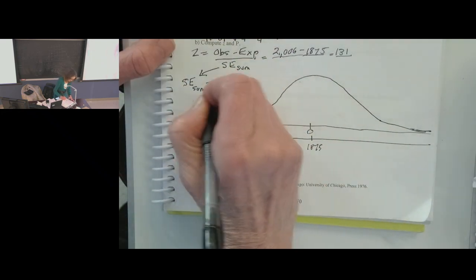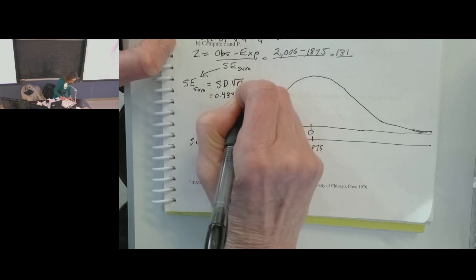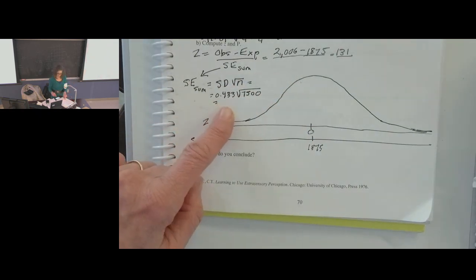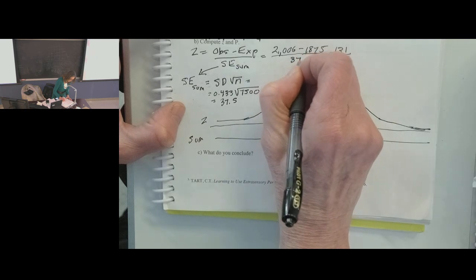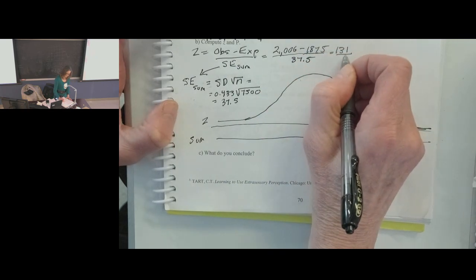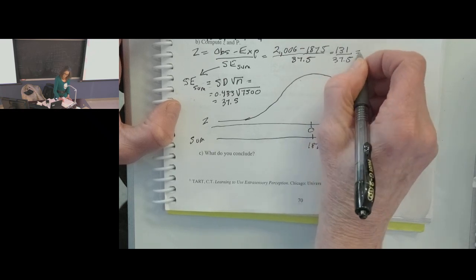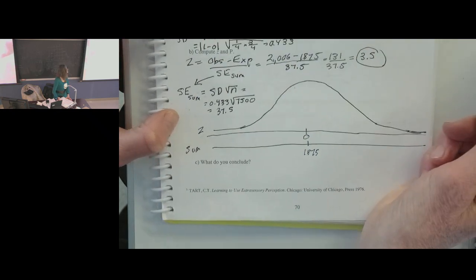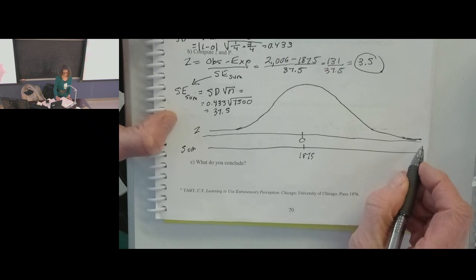And we take 0.433 times the square root of 7,500. And we're going to get the standard error, which will clue us in. And I got that to be 37.5. So now we have 131 divided by 37.5. And we get 3.5 as our z-score. And when you see that, you know it's astronomically big.